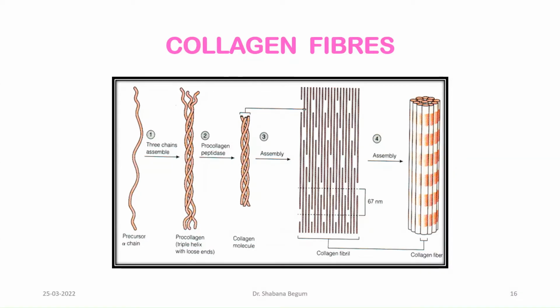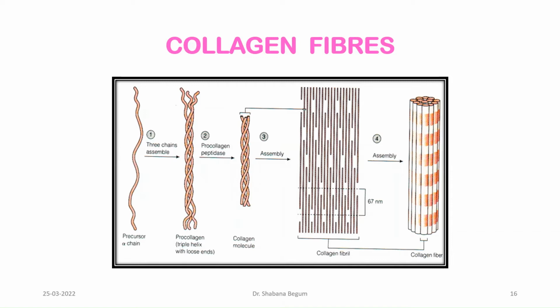Now, the biosynthesis of the collagen fiber occurs in the fibroblast cells from the amino acids, that is glycine, proline, and lysine, which occurs in the rough surfaced endoplasmic reticulum, and it forms long polypeptide chains. These are the pro-alpha chains, and they possess extra polypeptides at both the ends, which are known as the extension peptides.